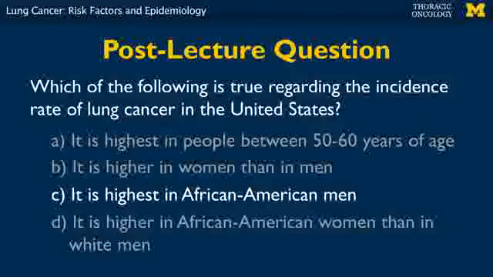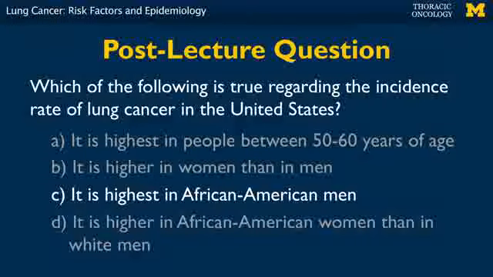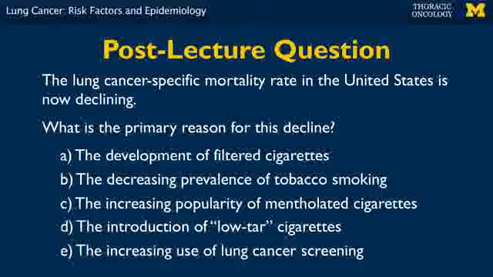We see that the correct answer is that the incidence rate is highest in African American men, who have a higher rate than Caucasian men. But both groups of men do have higher rates than women do, with African American and white women having similar incidences of lung cancer. The second question: lung cancer-specific mortality rate in the United States is now declining.